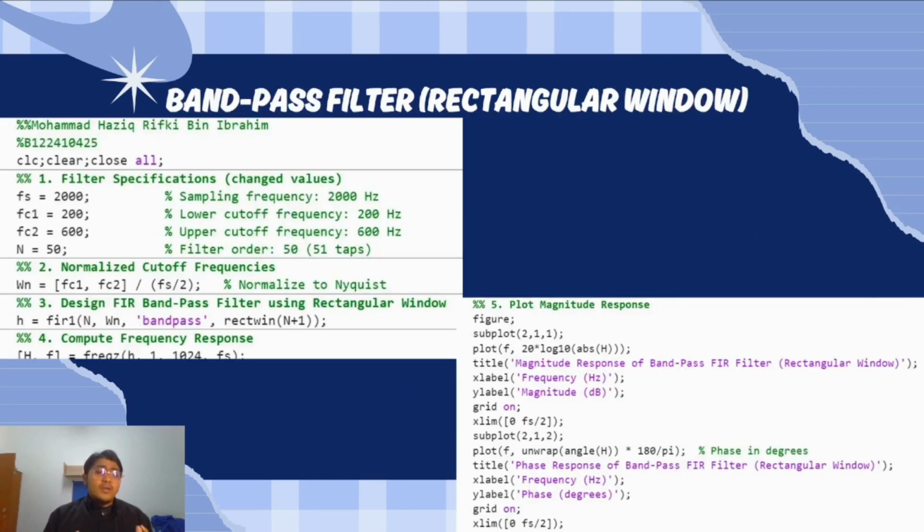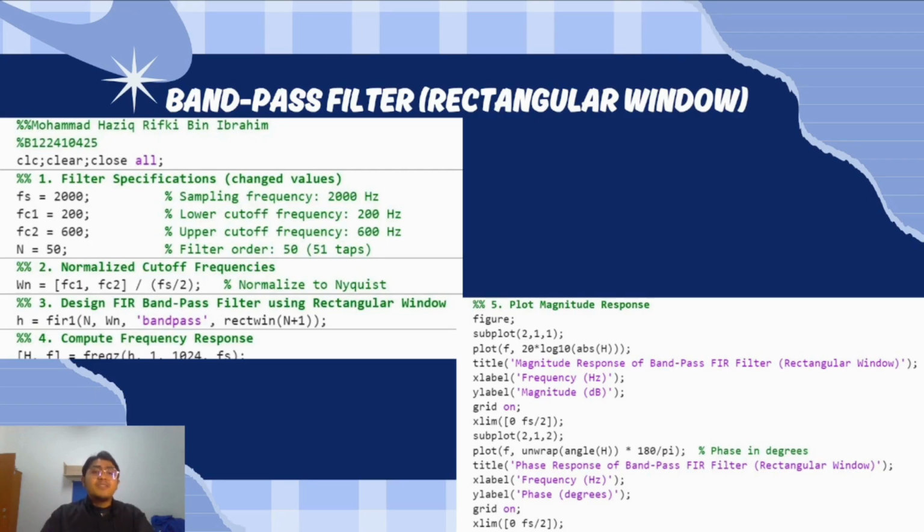Finally, let's examine the band pass filter, designed to pass only a specific range of frequencies from 200 Hz to 600 Hz using the same rectangular window approach. This magnitude response shows a clear passband centered between roughly 280 Hz and 520 Hz, where the gain is close to 0 dB. Signals in this range will pass through largely unchanged.